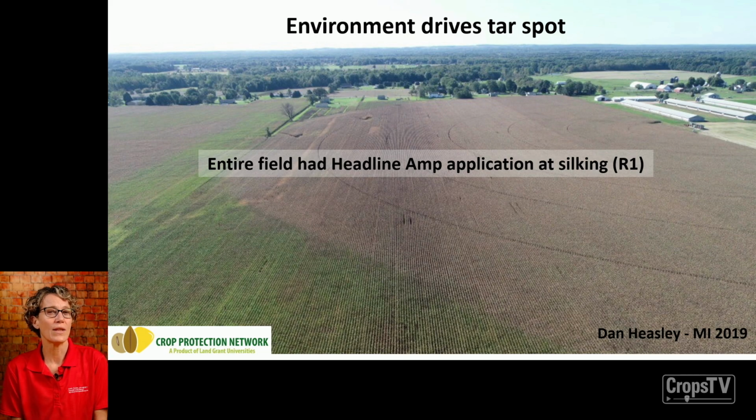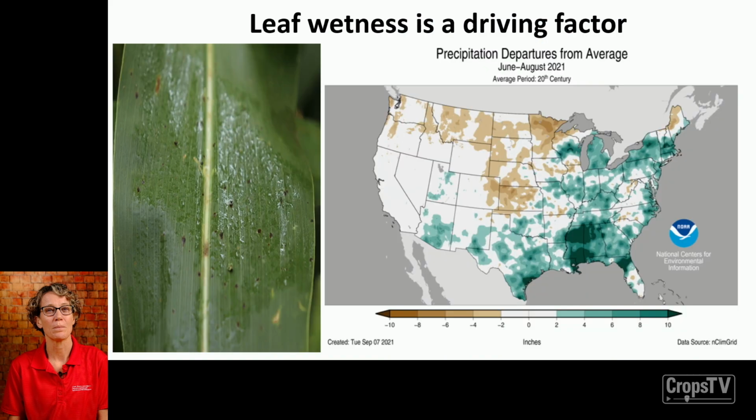So one of the things that we know is that environment drives tar spot, as it does with any disease, right? And one of the things we know is that moisture is incredibly important. And this is a slide from Marty Chilvers, from Michigan, showing a field with center pivot irrigation. And you can see that even though this field had a fungicide application at R1, where the irrigation was, where the pivot was, there's much more severe tar spot than on that corner of the field which didn't receive as much moisture.